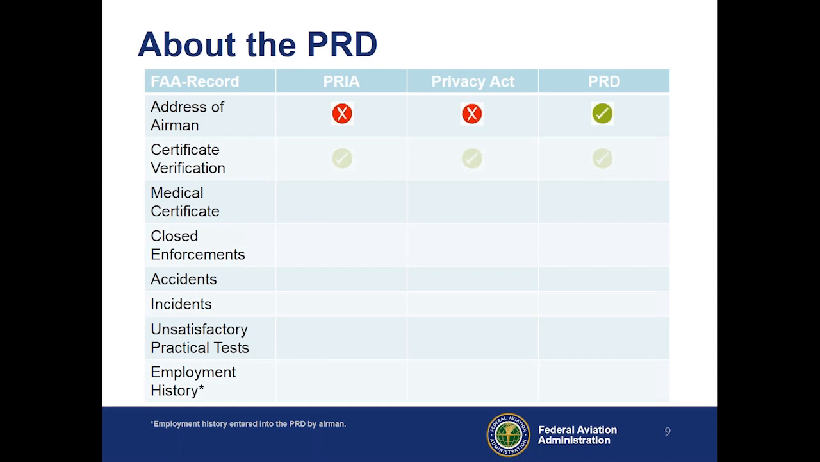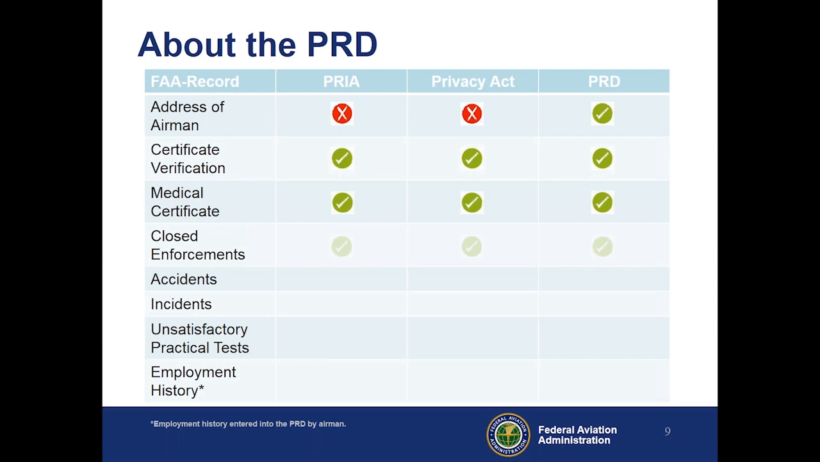Well, PRD does give you that. So PRD is able to verify the address for the airman. Of course, all three of those systems will give you certificate verification, type ratings, and those sorts of things. And so that's really nothing particularly new in that respect. And let's see, the next one I want to show you is the medical certificate.